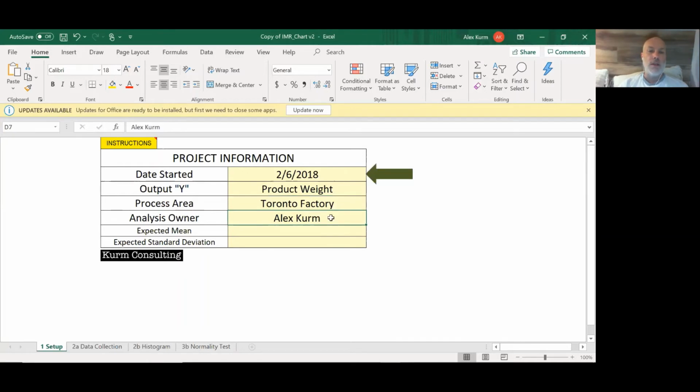Who did the analysis? And then there's two other fields that you don't have to fill out. That's expected mean and expected standard deviation. So sometimes you have an idea of what the mean should be, or what my average should be, what my standard deviation should be. If you know it, feel free to put it in. If you don't know it, that's fine. You can leave it blank. There's some small differences in calculation that'll take place if you have it filled out versus not, but we're not going to get into that. So for now, I'm going to leave it blank.